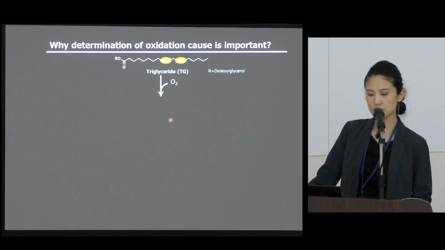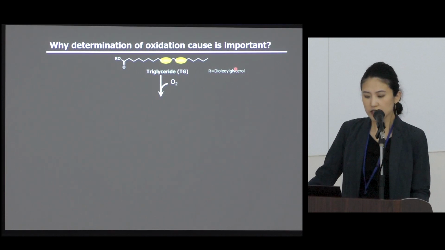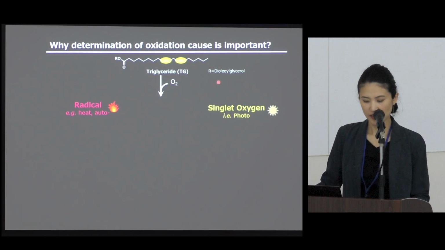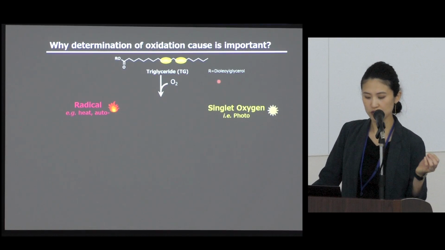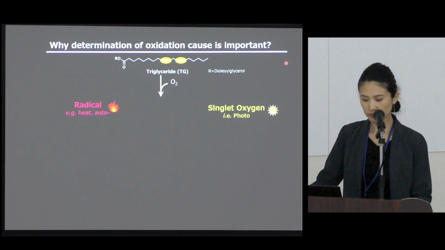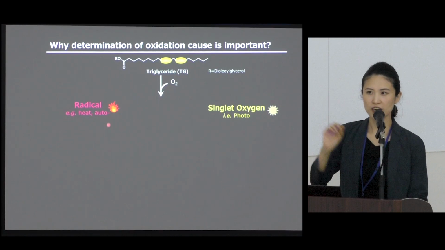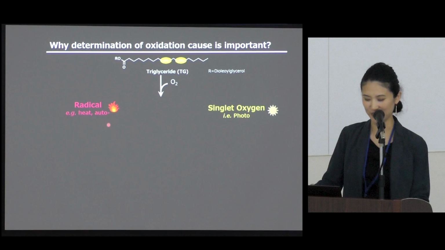So I'd like to talk more about TGOH generation as a first step. Regarding the oxidation mechanism, there are two types. One is radical oxidation, and the second one is singlet oxidation, which we also call photo-oxidation. Radical oxidation is caused by heating or just exposure to oxygen. While you are cooking, radical oxidation is occurring in your oil.